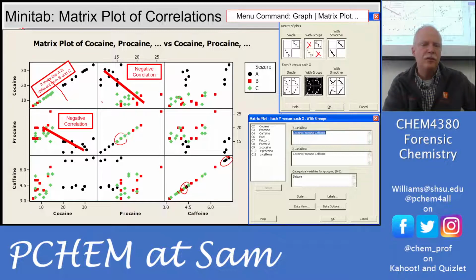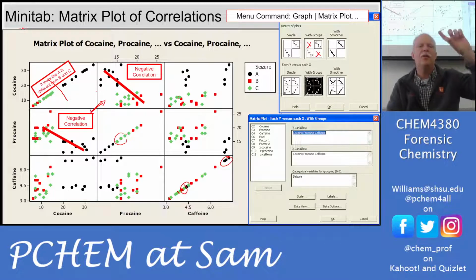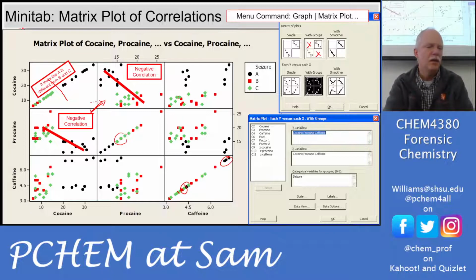And these two panels are essentially the same. It's just that the Y and the X values are swapped. So this is procaine on the Y-axis and cocaine on the X-axis, and this is vice versa. So this is now cocaine on the Y-axis and procaine on the X-axis.